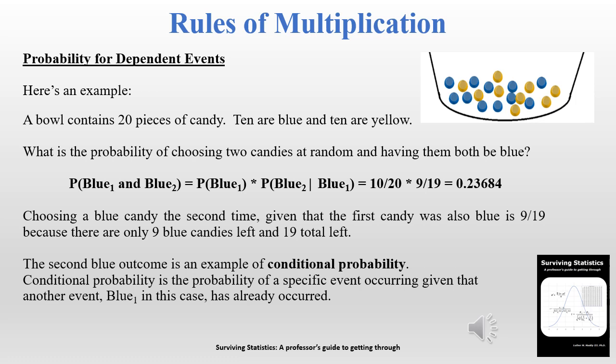We have the probability of blue the first time and blue the second time equals the probability of blue the first time times the probability of blue the second time, given that we've already taken a blue candy in our first try. The first time, the probability of a blue is 10 out of 20. The second time, though, it's only 9 out of 19 because, again, one piece is missing and that piece is blue. So we multiply the two together and we have the probability of getting a blue piece both times of 0.23684. Now, the second blue outcome is a conditional probability. Conditional probability is the probability of a specific event occurring given that the other event, blue the first time, has already occurred.